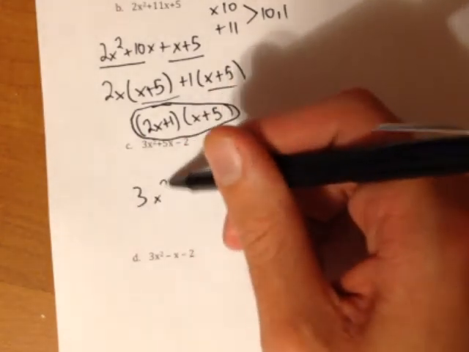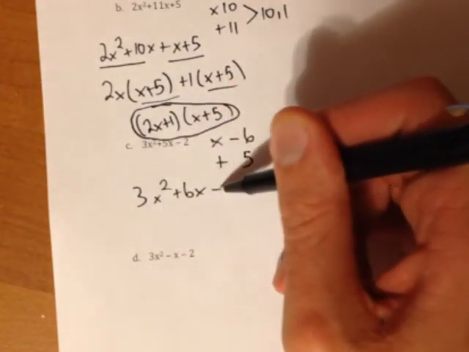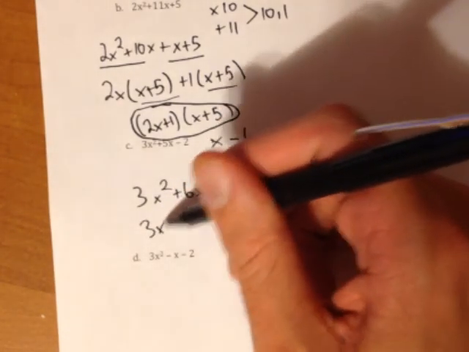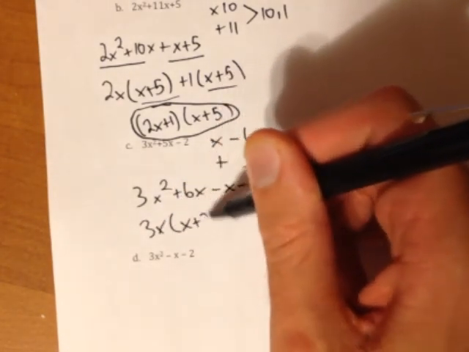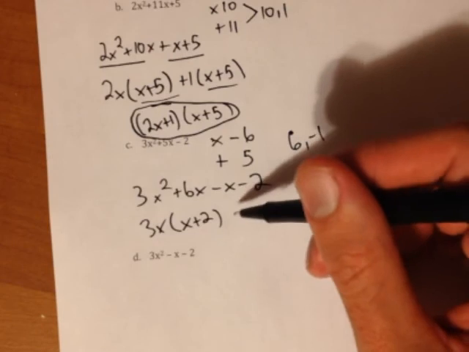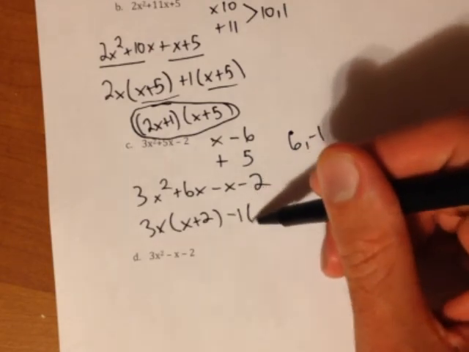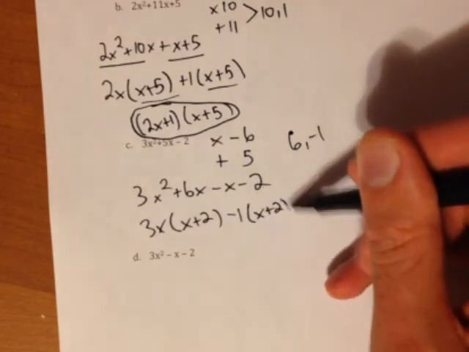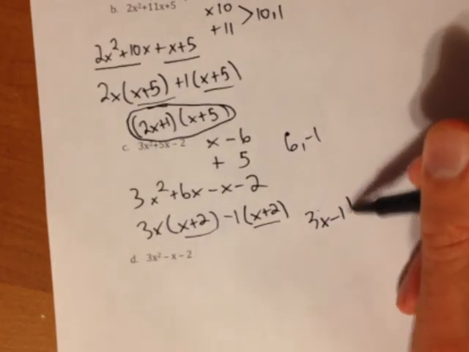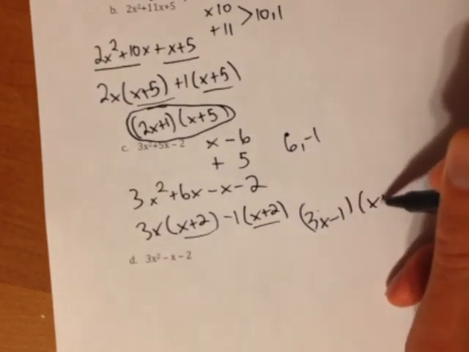Okay, so split my middle term. 3x squared plus 6x minus x minus 2. GCF here is 3x. Here, if I just took out a 1, that would be all right, but that's not going to be super helpful. Okay, I got to take out a -1. If I don't take out a -1, those parentheses won't match. Now they do. I get 3x minus 1 times x plus 2.